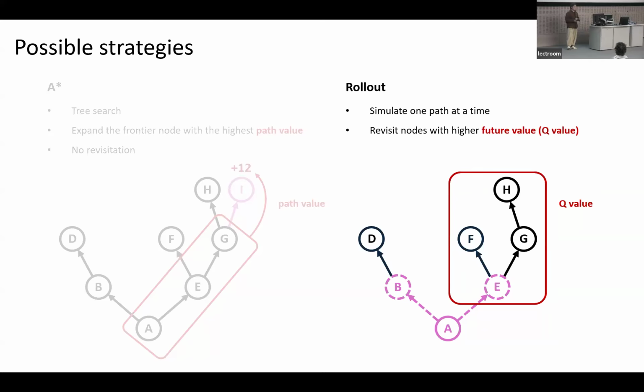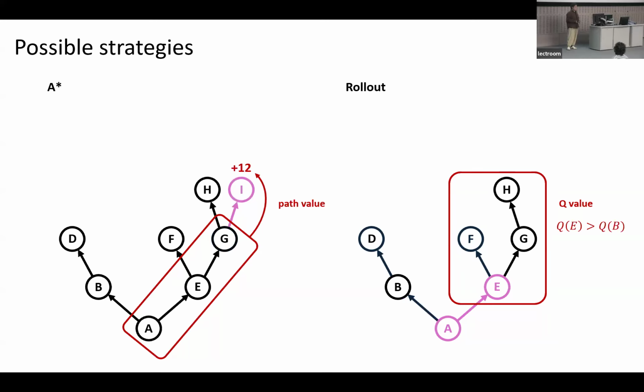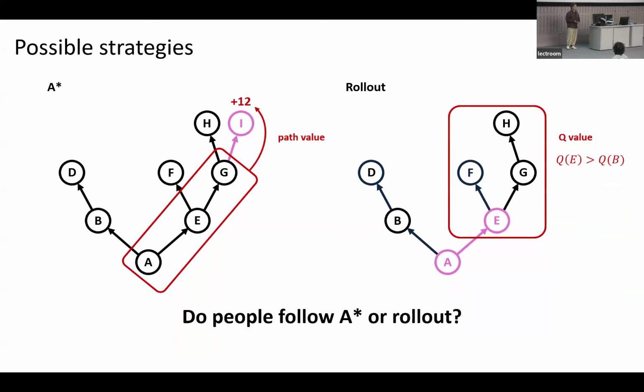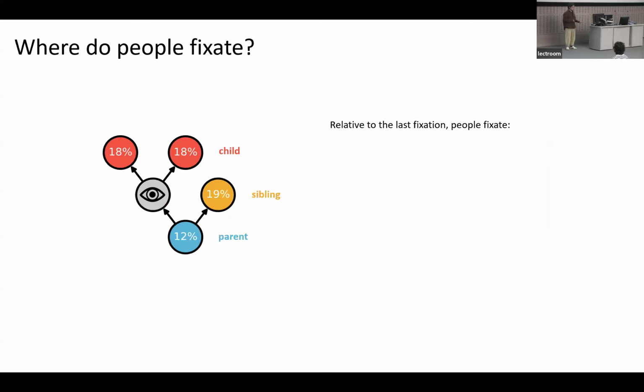For example, suppose we are going to decide which node to visit next between B and E, and we compute their Q values, and we find that the Q value of E is higher than B. Then the algorithm will tend to visit E. So now we have two strategies that give different predictions. A simple question we can ask is, do people follow A star or rollout or just something else?